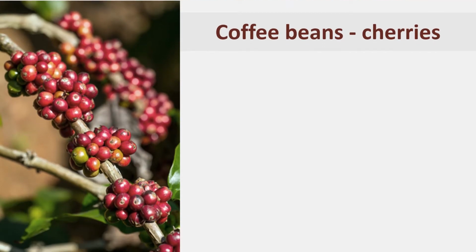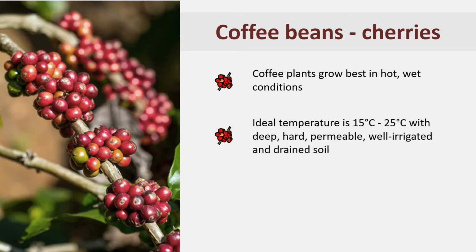Coffee plants grow best in hot and wet conditions, preferring areas with frequent rains. The ideal temperature is between 15 degrees and 25 degrees Celsius with deep, hard, permeable, well-irrigated and drained soil. Hilly lands with a volcanic nature are also favourable.